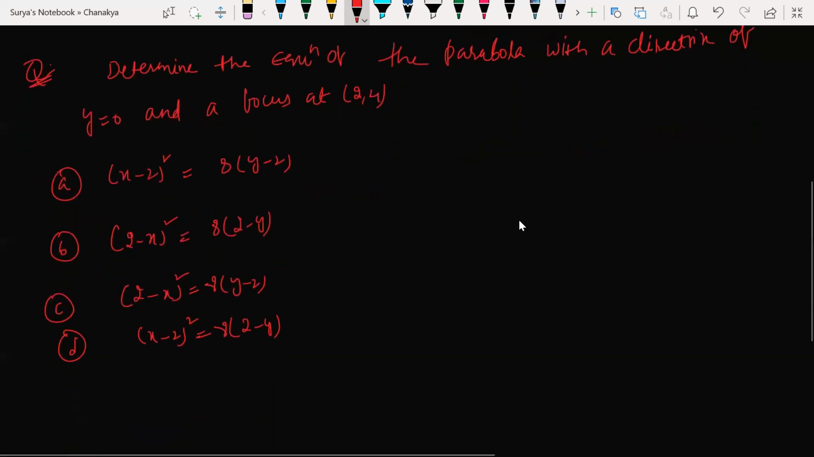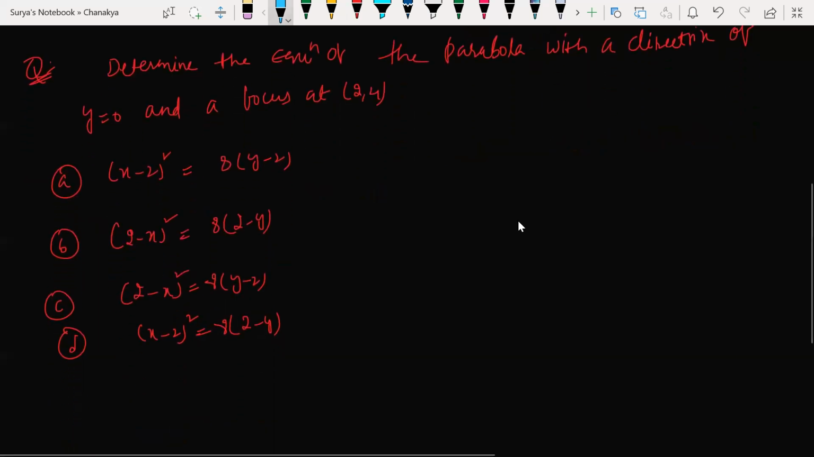So determine the equation of the parabola with the directrix y is equal to 0 and focus at (2, 4). He has given that the focus is at (2, 4), and y is equal to 0 is the directrix. Which type of parabola is this? Tell me. Guys, which type of parabola is this?